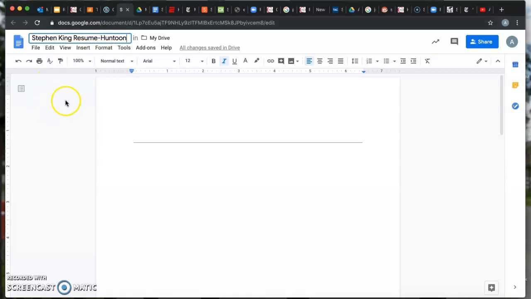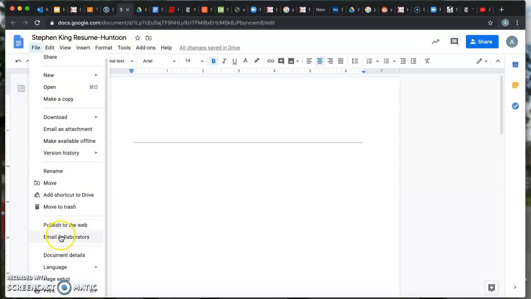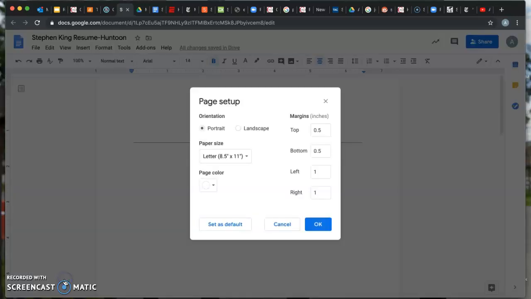All right. The first thing you need to do before you actually do a resume is you need to go ahead and set up the margins. And I'm going to go ahead and do that. So I am in Google Docs. I'm going to go over to File, and I am going to go to Page Setup. Generally speaking, the margins for a resume should be 1 inch all the way around. That is the default for a Google Doc. So hopefully you don't need to change anything.